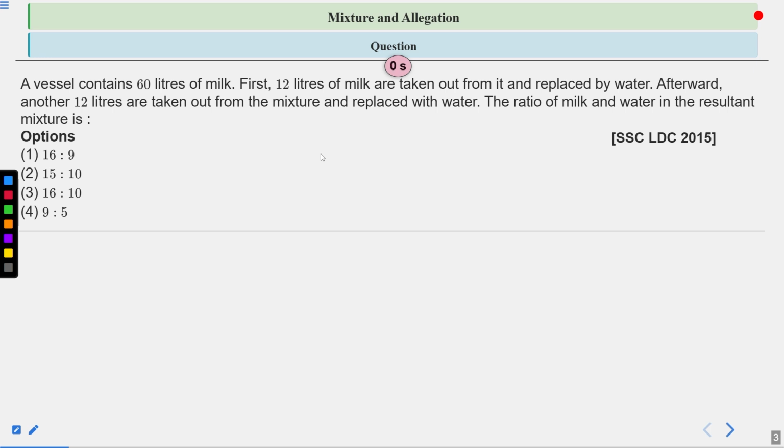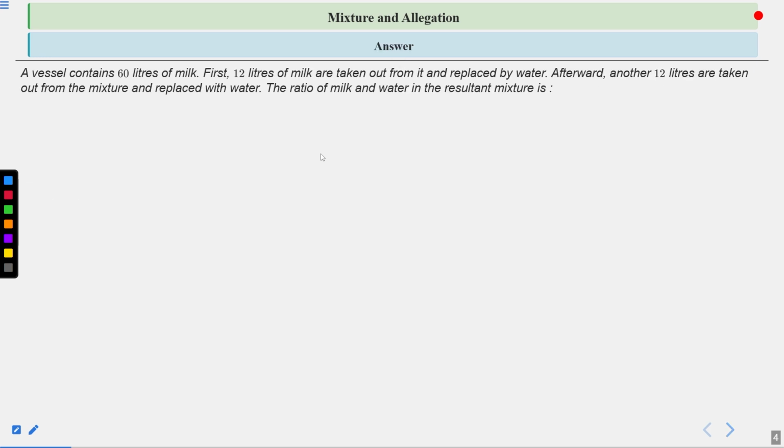Now time's up. Let's see the solution of this question. The question says that a vessel contains 60 liter of pure milk. First we take out 12 liter out of the container and then we add 12 liter of water, the same quantity, and then we again take out 12 liter from the mixture. Now it will be a mixture of milk and water. So we take 12 liter of the mixture and then we add 12 liter of water. We need to calculate the ratio of milk and water in the mixture after that. So the correct answer of this question is the first one, which is 16:9.